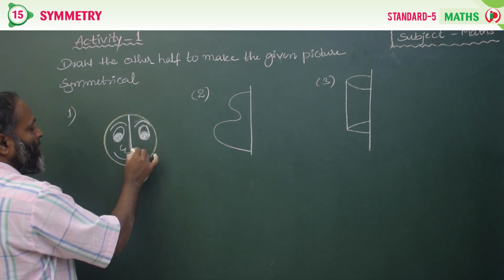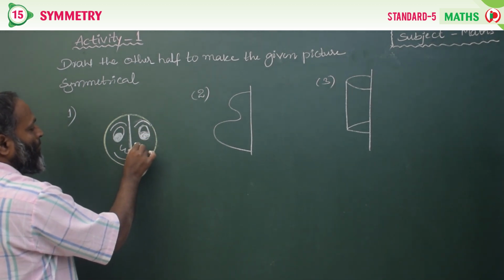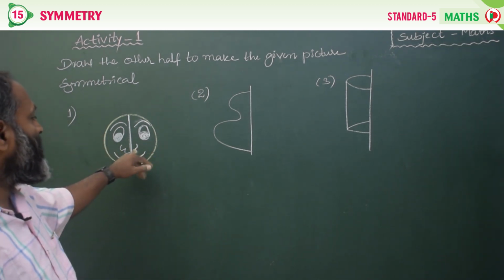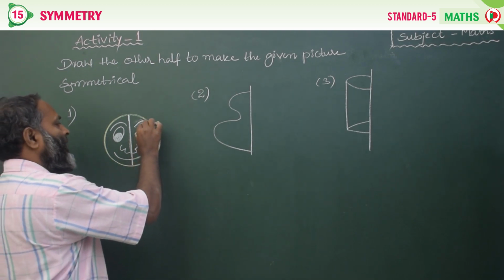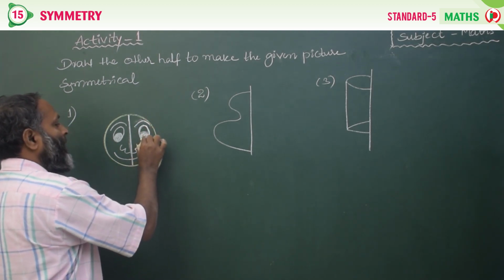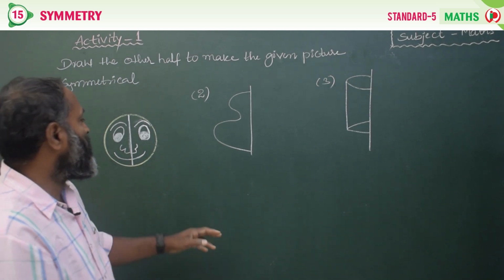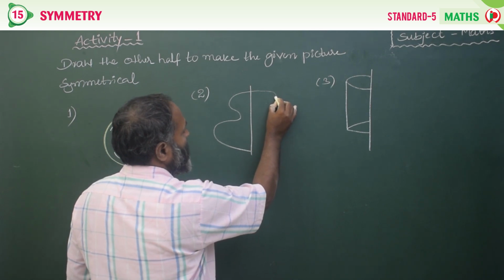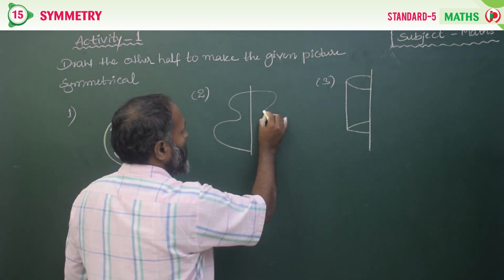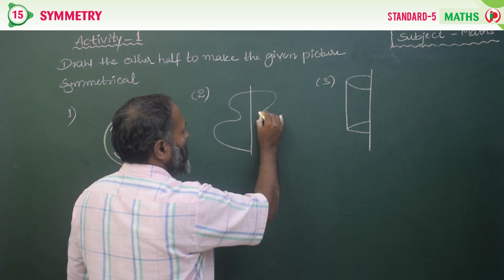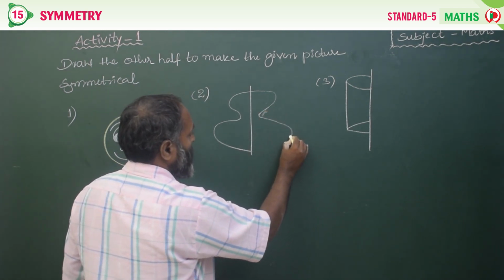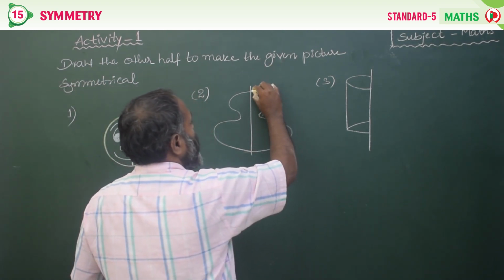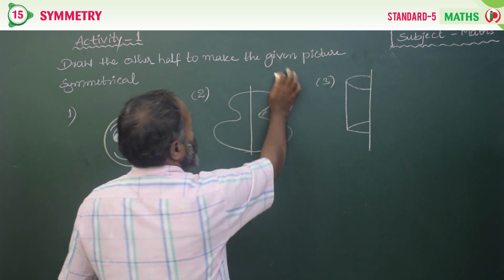After this, this remaining half you should draw, okay, so that it makes identical shapes. The next one also, the remaining half we should make so that it makes identical shapes.